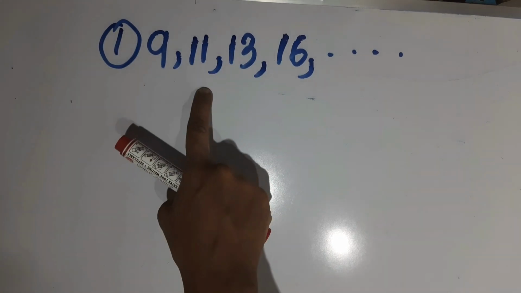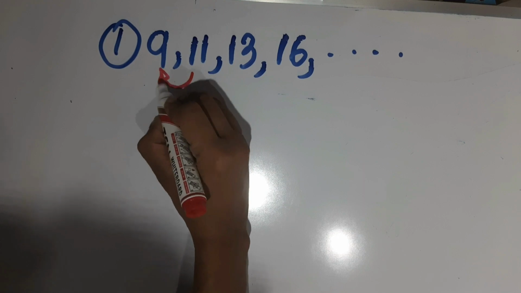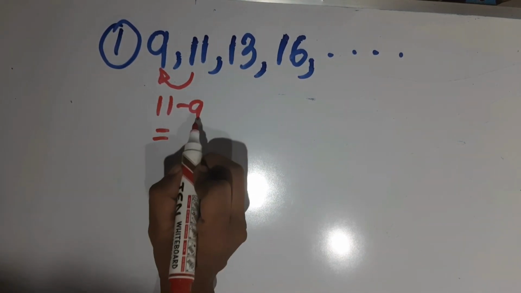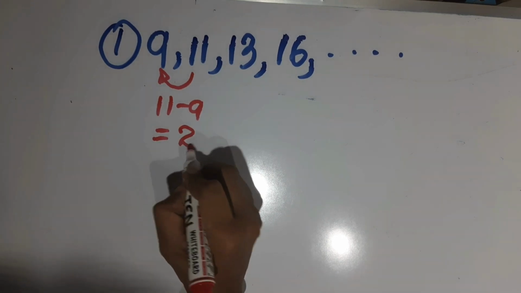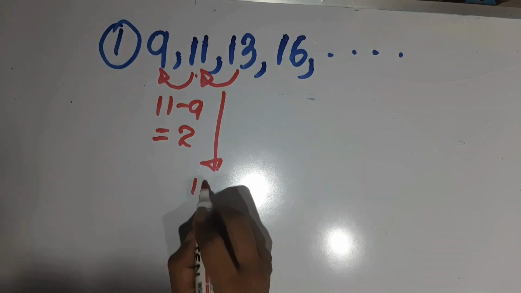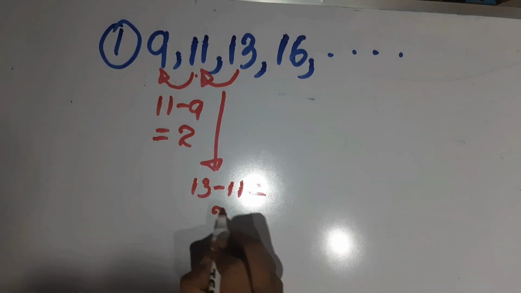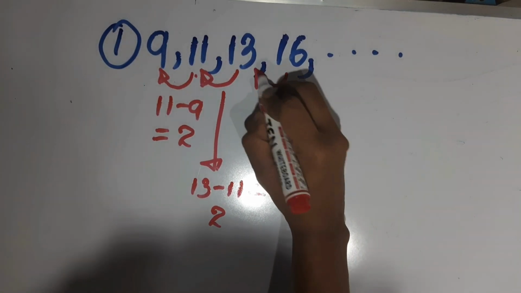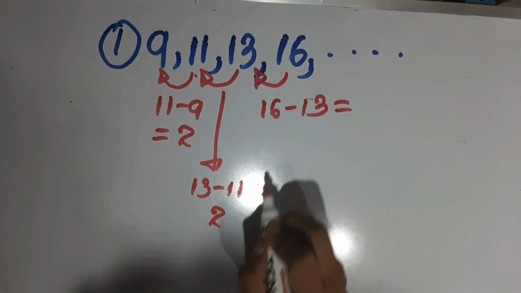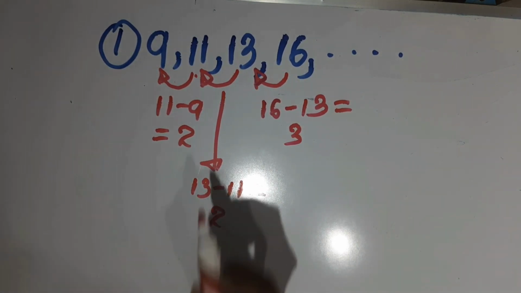The terms are 9, 11, 13 and 16. So what is the difference between these terms? 11 minus 9 equals 2. 13 minus 11 is equal to 2. 16 minus 13 is equal to 3. So what is your conclusion?